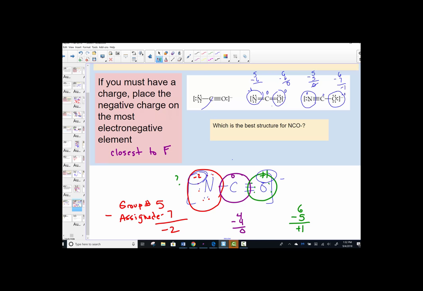Now my question becomes, which structure is better, choice 2 or choice 3? And I hope if you reread this, you place the negative charge on the most electronegative element. If the most electronegative element is oxygen, and indeed it is, we place the negative formal charge on the oxygen and have the best structure. And notice this was a polyatomic ion. The formal charge will show you the charge on the ion.